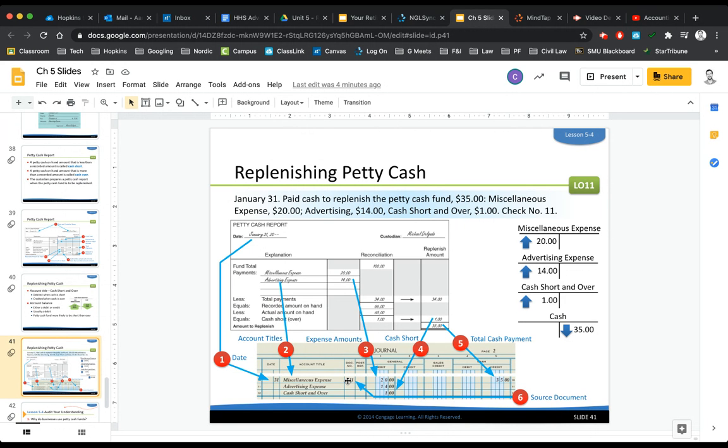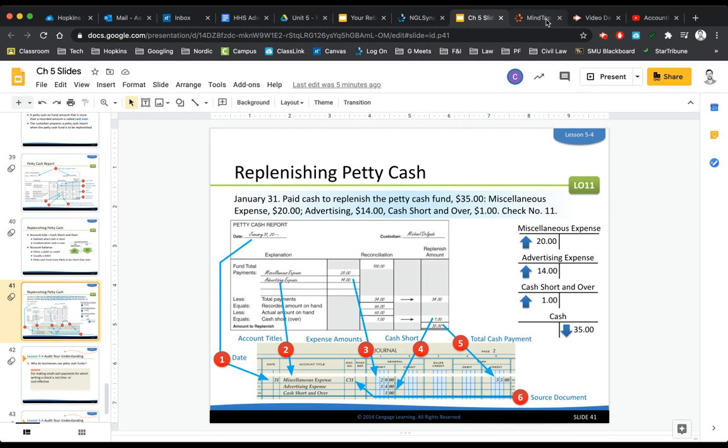But the idea is that we spent $35 during last month on miscellaneous expense, advertising expense, and then we were off by $1 through an error, maybe. And so we have to record those 3 things equaling the $35. So let's have a look on Cengage MindTap. Again, this is pretty much the answer to the actual assignment. You can go back and refer to it.